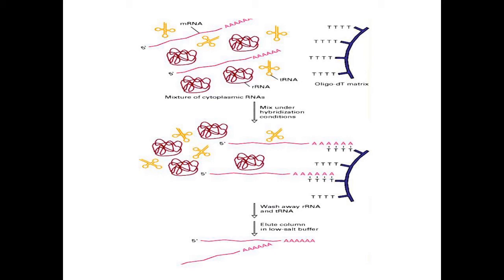We can get hold of mRNA in place of rRNA by using the matrix, which is oligo T rich matrix, and here only the mixture of cytoplasmic RNA is loaded, and only that RNA which has the poly A tail, which is the mRNA, gets attached to this oligo T matrix, and the rest all gets washed off. Eventually this mRNA is eluted from this oligo T matrix, and now we have mRNA in our hand to make the complementary DNA.